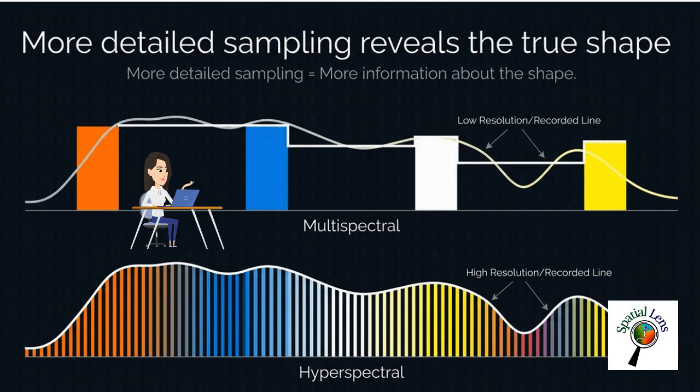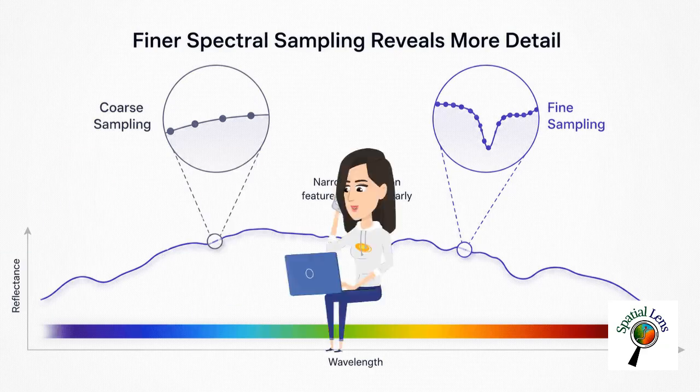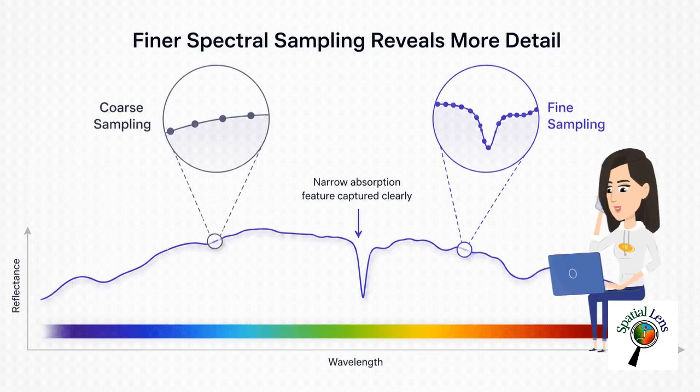This is one reason hyperspectral sensors are particularly useful for studying spectral signatures, because they measure many narrow and closely spaced spectral bands. With finer spectral sampling, subtle changes in the spectral curve and narrow absorption features can be captured more clearly. This gives hyperspectral data a major advantage when the goal is to distinguish materials based on detailed spectral behavior.